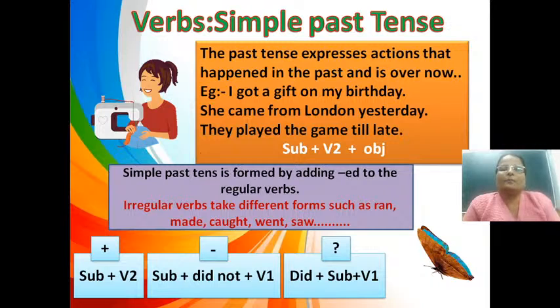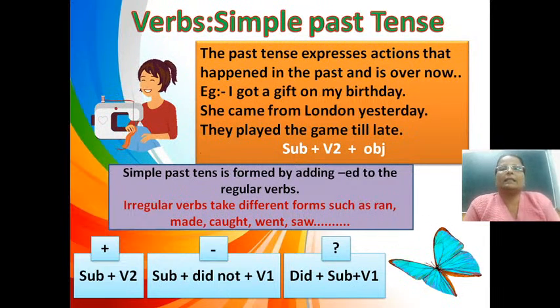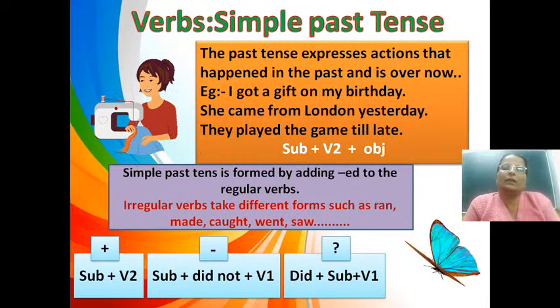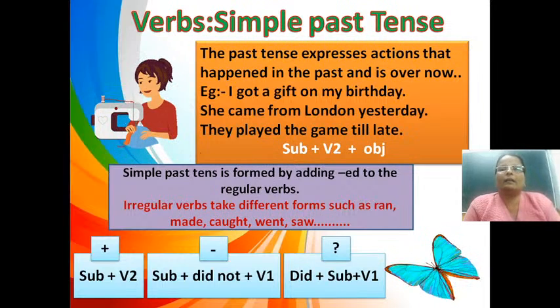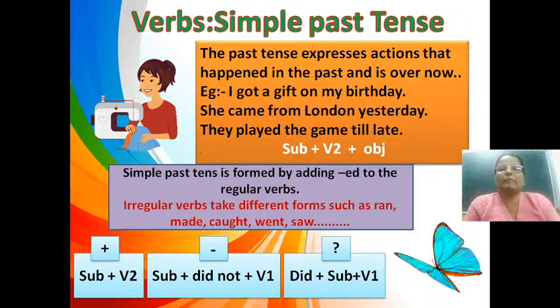There are some verbs with which we can add ed at the end of the verb and form the past tense form. Jumped, cooked, studied, hunted, looked, published, completed. All these are examples, right? But there are some verbs we cannot make past tense form by adding ed at the end.